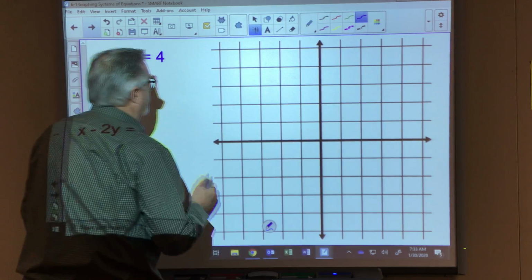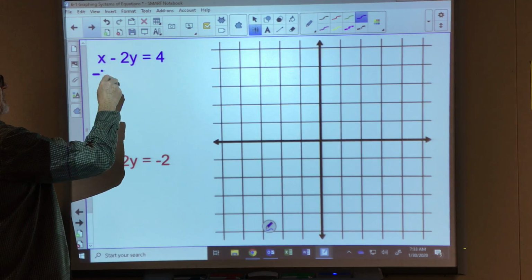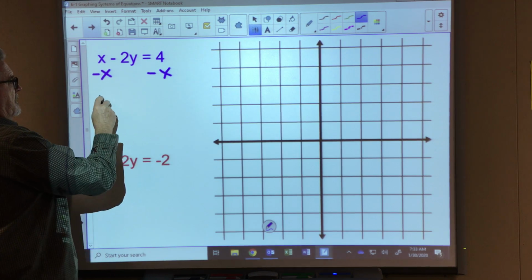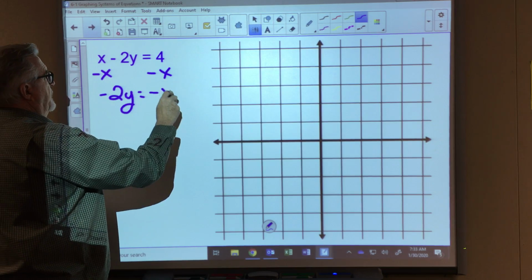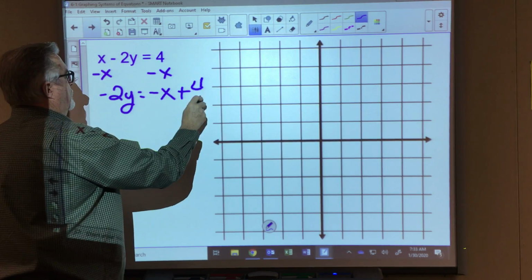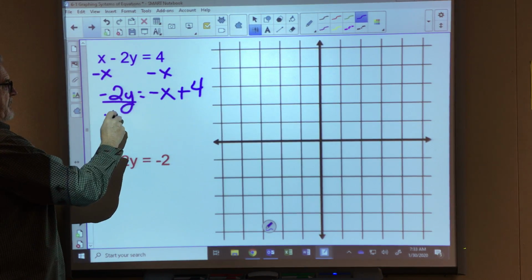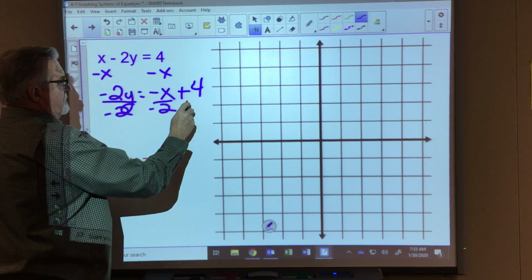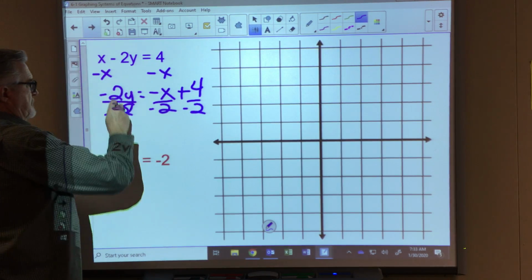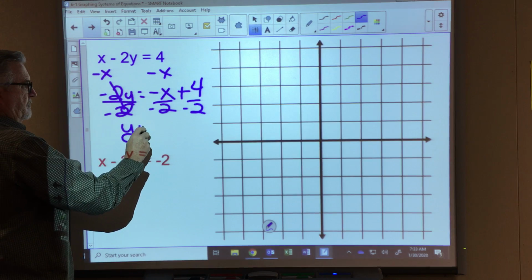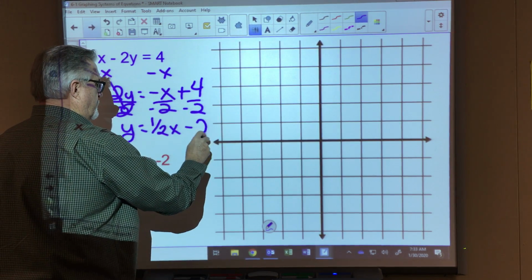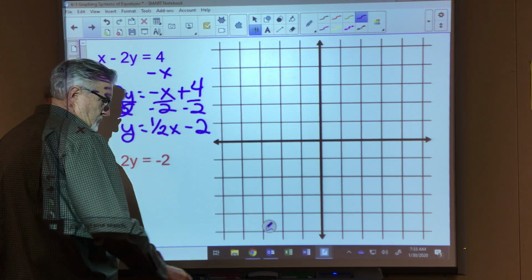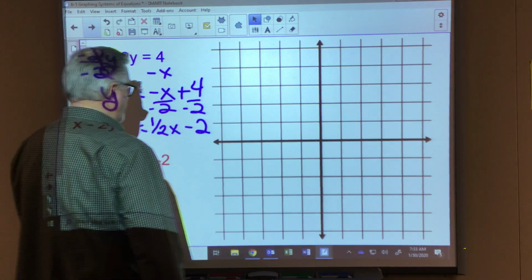On the first one, we're going to need to subtract x from both sides. That leaves me with negative 2y is equal to negative x plus 4. We need to divide by negative 2 all the way across. That's going to leave me with y is equal to 1/2 x minus 2. So let's go ahead and graph that.